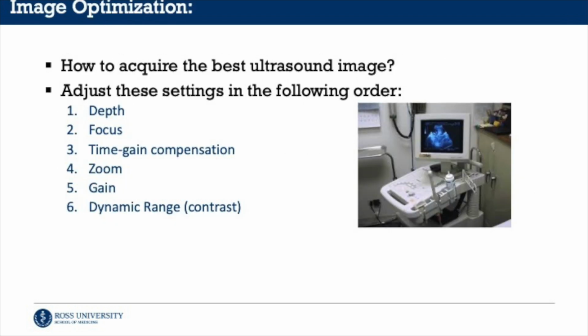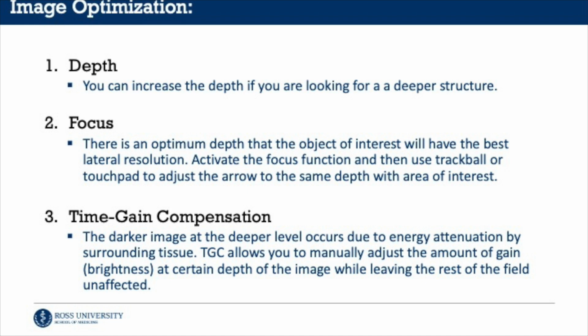How do we acquire the best ultrasound image? Well, there's a few settings that we can adjust in the following order, starting with depth, focus, time gain compensation, zoom, gain, and dynamic range, all of which we'll go into detail a little bit further on in the lecture. When we say depth, we mean that you can increase the depth if you are looking for a deeper structure. Pretty intuitive. In terms of focus, this means there is an optimum depth that the object of interest will have the best lateral resolution. Resolution meaning the ability to distinguish two objects.